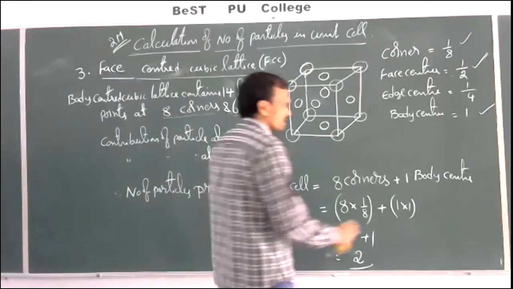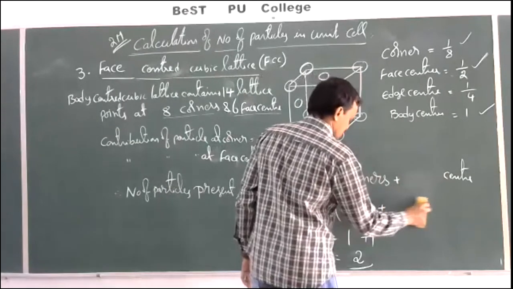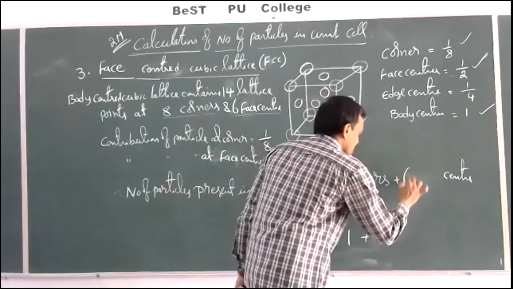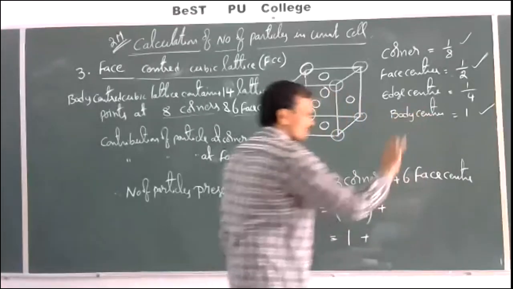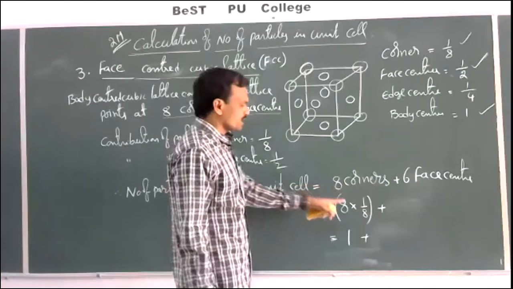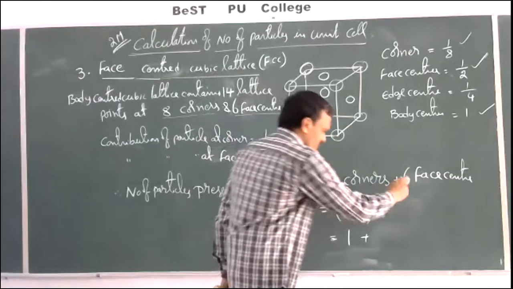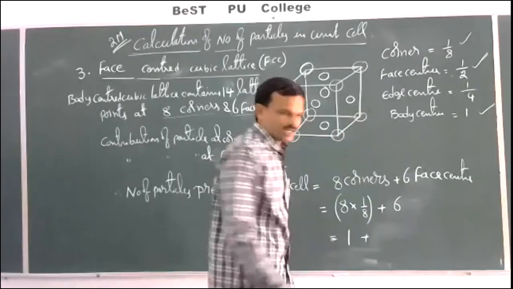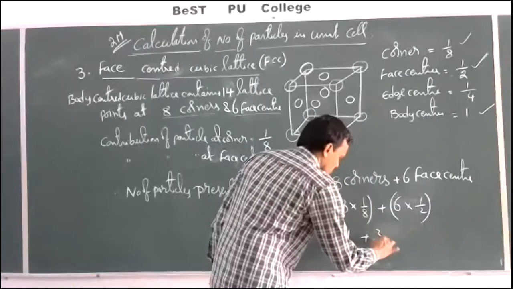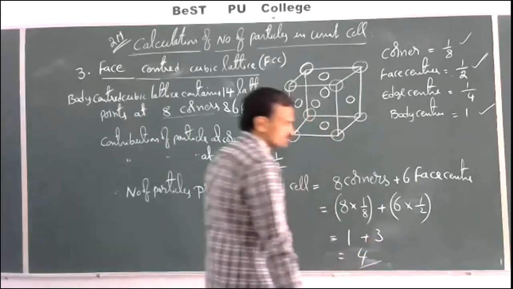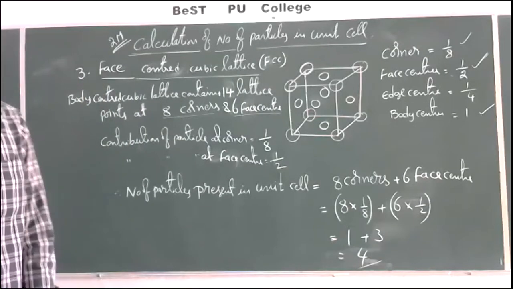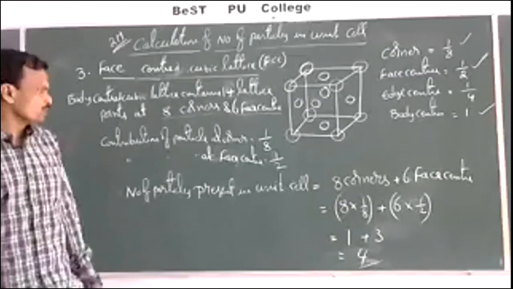Now we will calculate the number of particles present in the unit cell. So 8 corners and 6 face centers. 8 corners means 8 into 1 by 8, the contribution, so it is 1. And how many face centers are there? 6 face centers are there. And contribution of each face center is 1 by 2. 6 into half, which is equal to 3. And 1 plus 3 is equal to 4. So this is the calculation of number of particles present in a face centered cubic lattice.